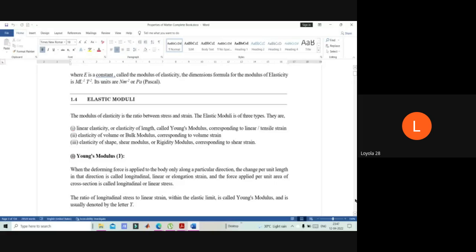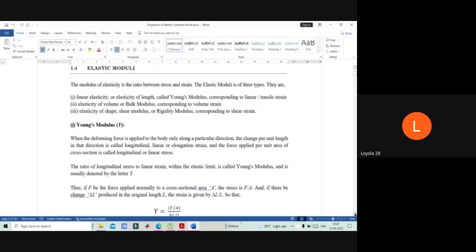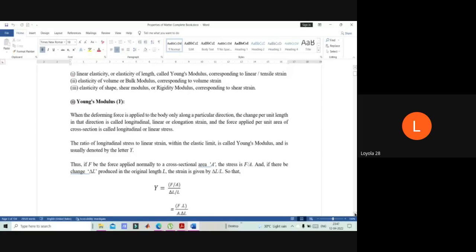So we shall start with the elastic modulus. Three kinds of elastic modulus are there: Young's modulus, bulk modulus, and shear modulus. Young's modulus deals with when the deforming force is applied to a body only along a particular direction. The change per unit length in the direction is called longitudinal, linear, or elongation strain, and the force applied per unit area of cross section is called longitudinal or linear stress.